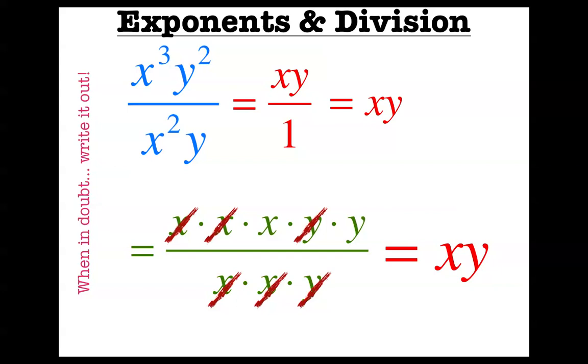Of course, if you remember the subtraction rule, you look at the x's, and there's a 3 and a 2 for your exponents, and 3 minus 2 is 1, and that's why it's x to the first, which is just x. And with the y's, you've got a 2 and an invisible 1. That's why you get 2 minus 1, which is a 1, and it's y to the first as well. Anyways, when in doubt, write it out if that's too confusing.